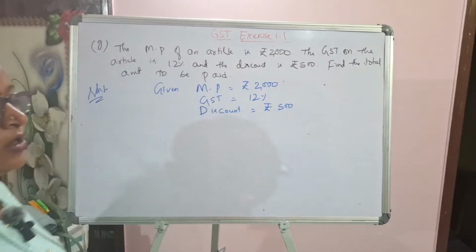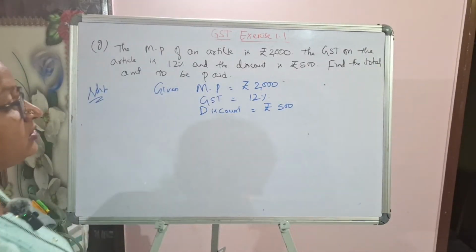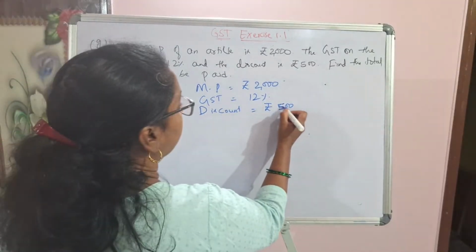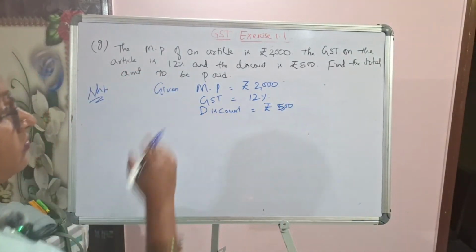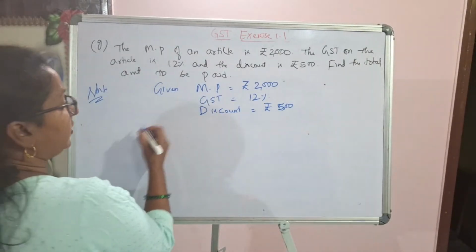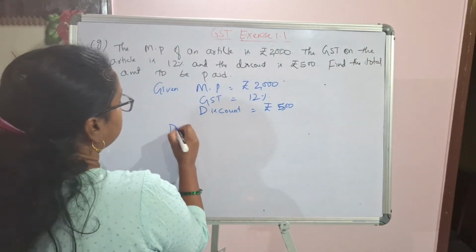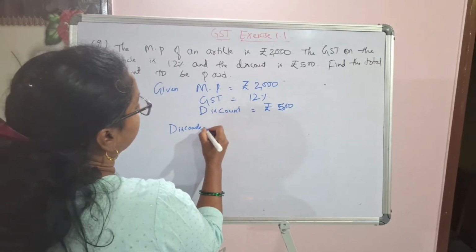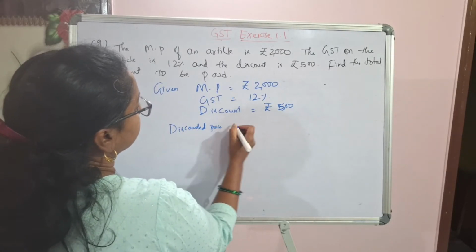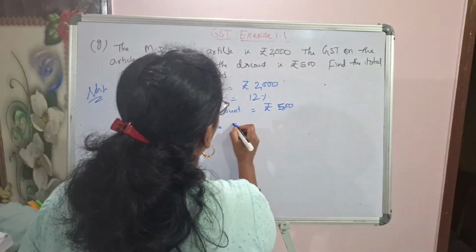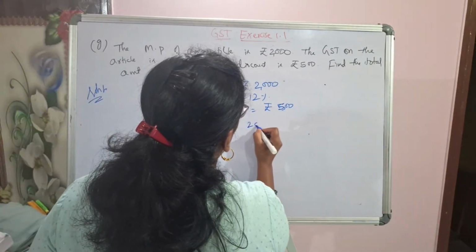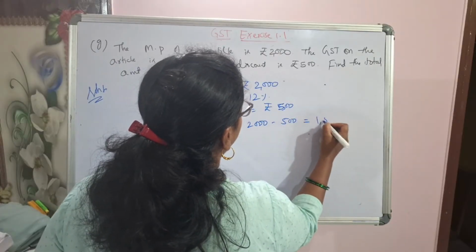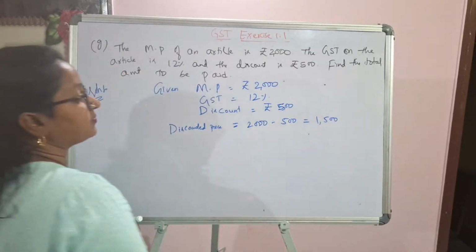Here, if you observe carefully, they have not given the discount percent. They have directly given the discount amount. Then we can directly calculate the discounted price, which is equal to 2000 minus 500, which is equal to 1500.